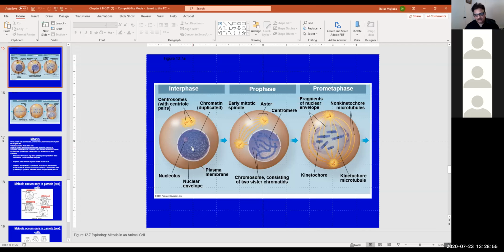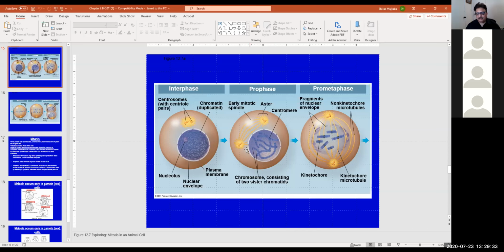As the cell decides to enter division, so let's say in the skin cell there is an injury, there's a cut, and the cell wants to heal the wound. The cells can only divide to heal the wound. So an interphase cell would enter into prophase. And in prophase, you can look very carefully. The centrioles start moving in opposite directions, right? And when they're moving, they're releasing some ray-like structures. These ray-like structures are called spindle fibers. We'll see what they do.